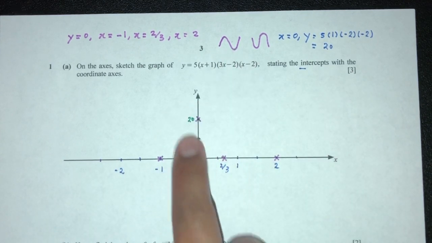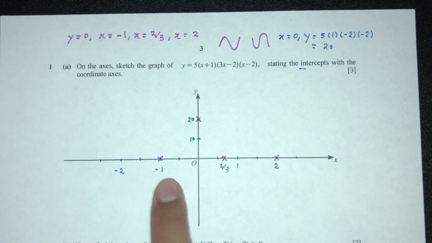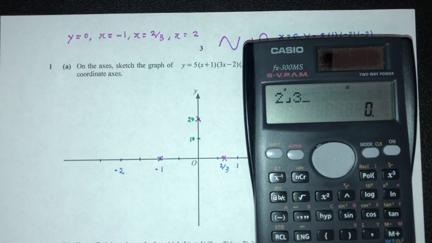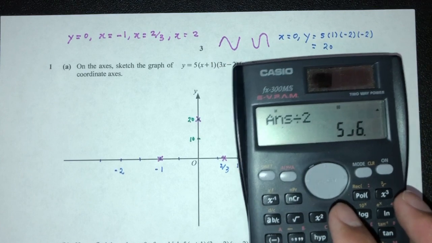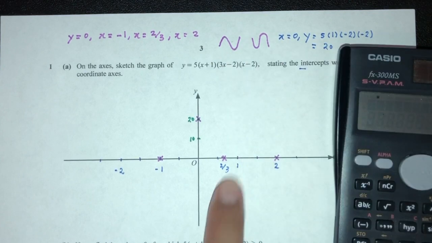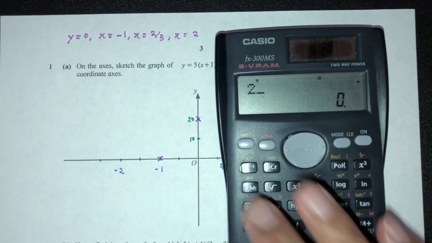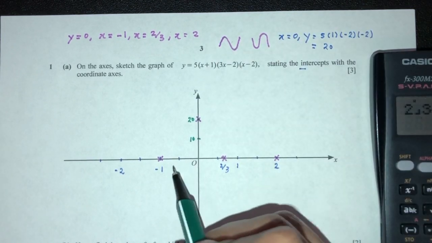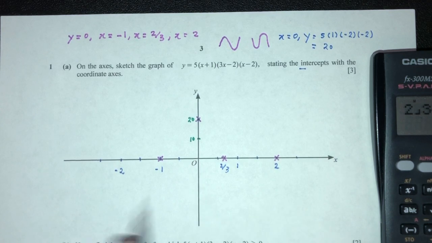So let's see where the maximum point is, for example. What is the value between those two? So minus 1. Sorry, we have 2 over 3 minus 1, divided by 2. That is 5 over 6, which means, let's move 5 over 6 over here. So 2 over 3 minus that answer should be minus 1 over 6. So minus 1 over 6 should be somewhere over here. It is exactly in between those 2 points.